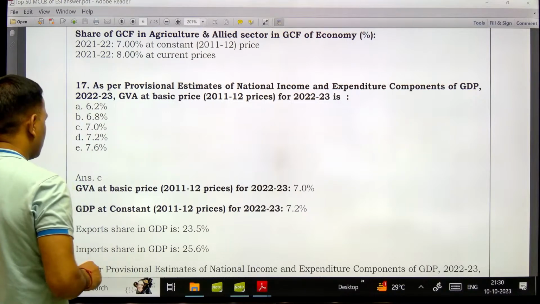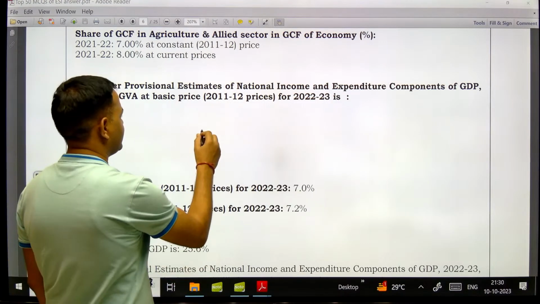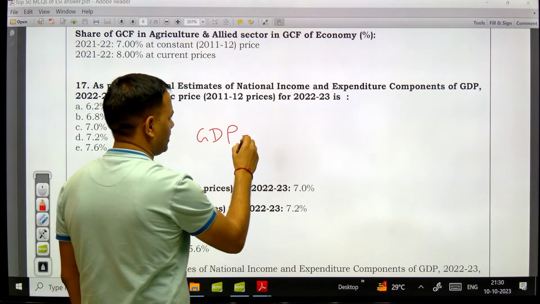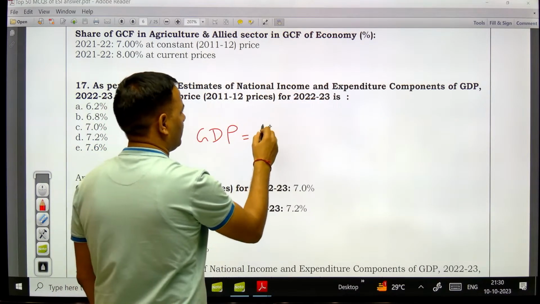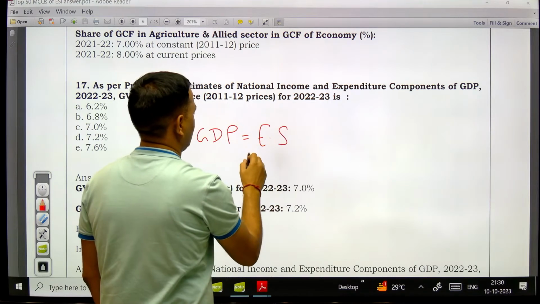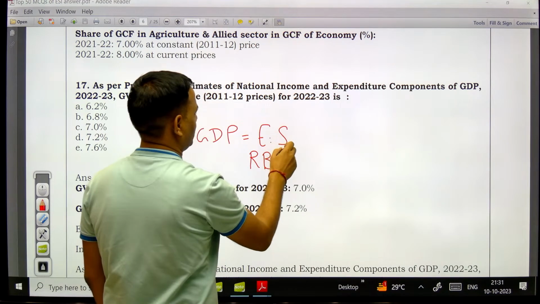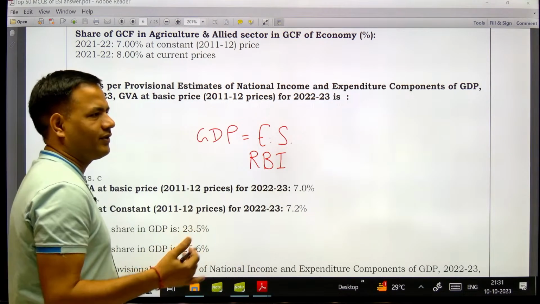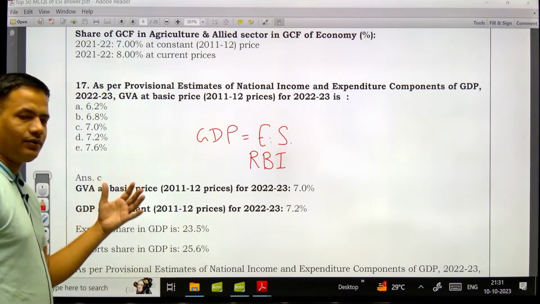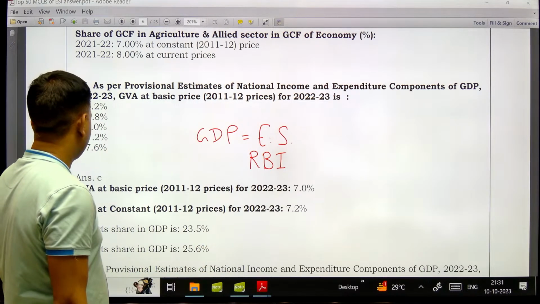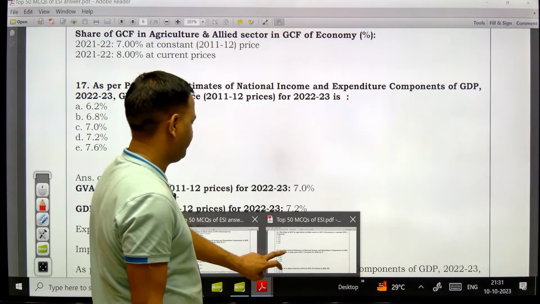And more figures you must know. GDP projection of Economic Survey, RBI, and in budget also GDP projection was given. So these all facts you must know, you must cram. This can be asked in the exam.